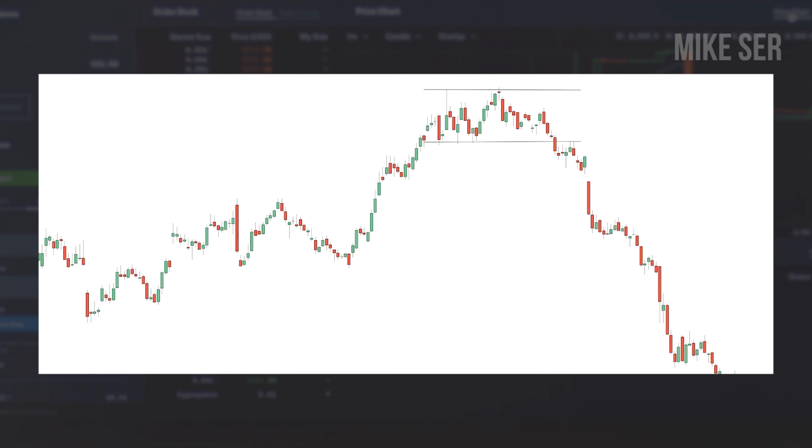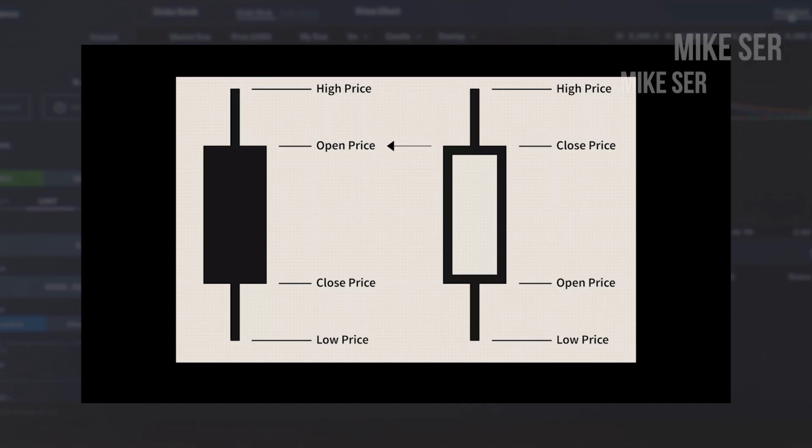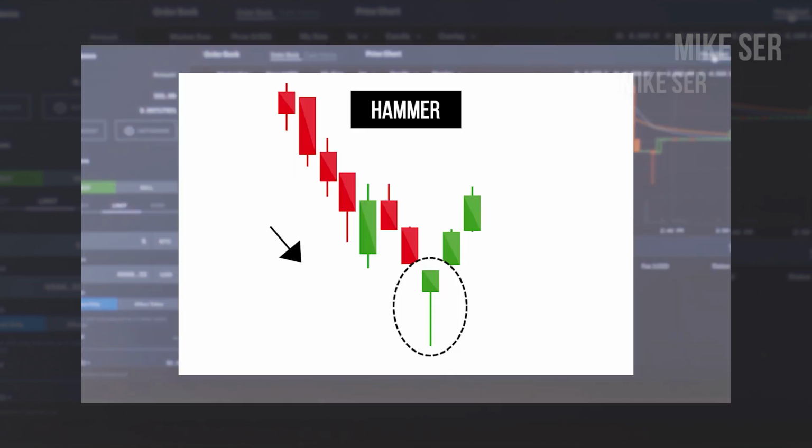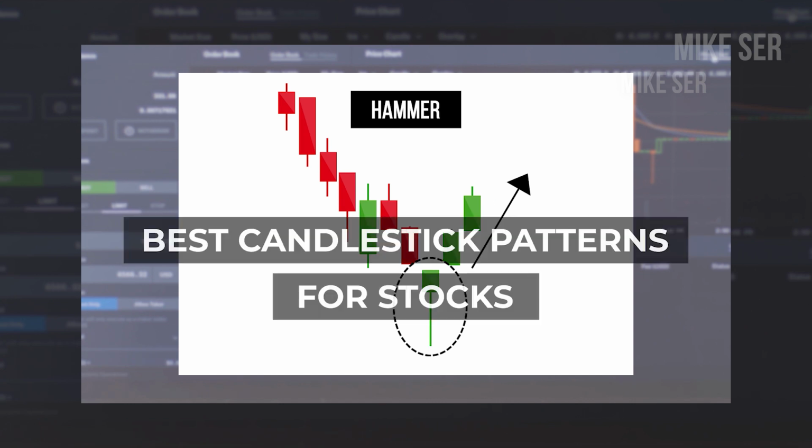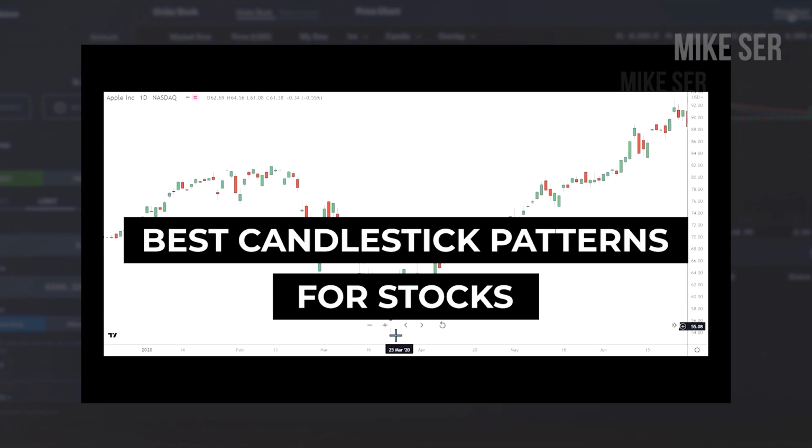Now, the biggest difference between a base breakout and a base breakdown is that the base is usually shorter for a base breakdown. Another trend reversal that I look for involves looking at candlestick charts. Now, if you're not familiar with candlestick charts, please watch my previous video called Best Candlestick Patterns for Stocks.